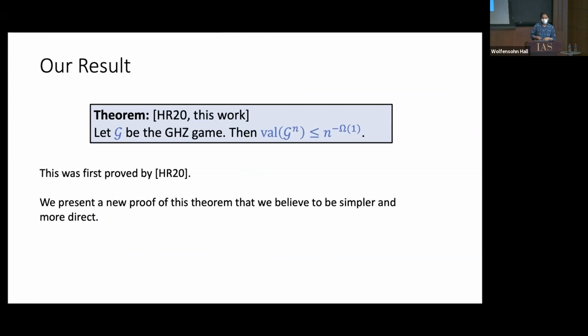So now let me state our result again, and now we're ready to understand what all these terms mean. We show that the value of G to the n is at most inverse polynomial in n. Here G is the GHZ game. This was first shown by Justin and Ron, and we give a new proof of this theorem that we believe is simpler and more direct.